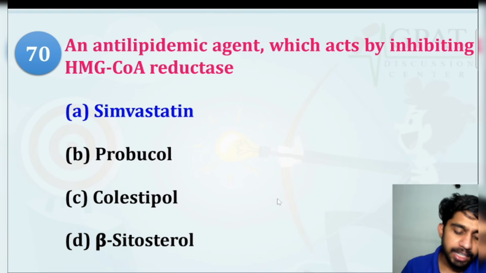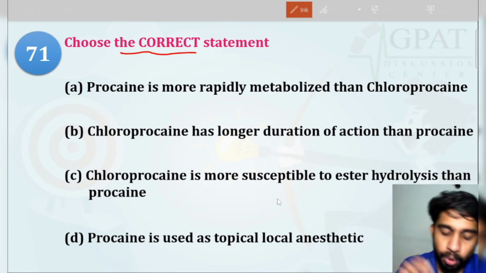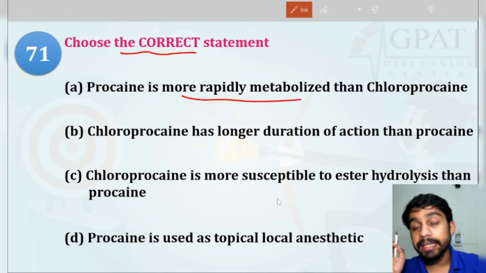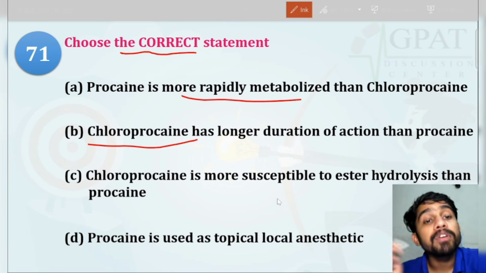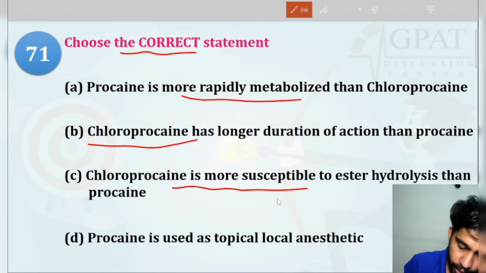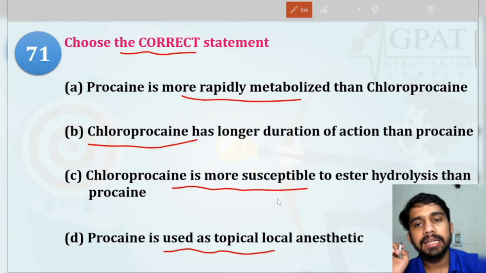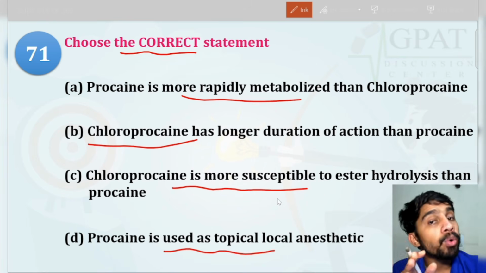Okay guys, next question. Choose the correct statement. We have to identify the correct statement. Procaine is more rapidly metabolized than chlorprocaine. The second option is chlorprocaine has longer duration of action than procaine. Chlorprocaine is more susceptible to ester hydrolysis than procaine. Procaine is used as a topical local anesthetic. Simple. Now we have to compare procaine and chlorprocaine.